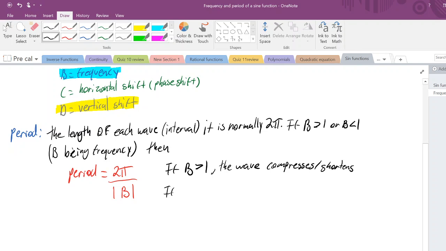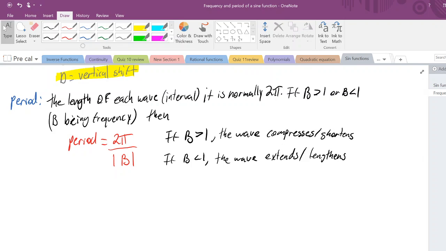So if b is less than 1, the wave extends and lengthens. In other words, again, if the frequency is really low, the waves are longer. They seem to be fatter, they go wider. So this is what we need to know. So this is all I have for period right now.